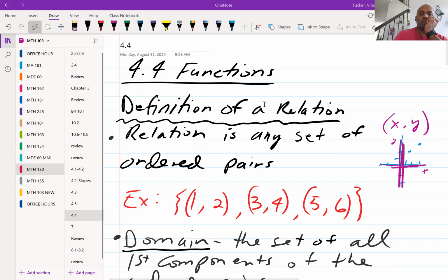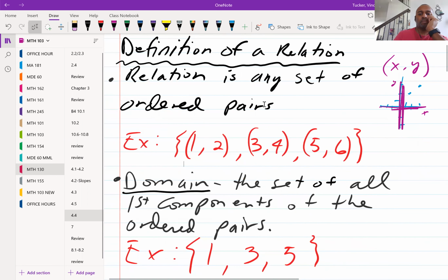All right. So a domain is the set of all first components of the ordered pairs. That's 1, 3, 5 in this case. So you got 1, 3, 5.